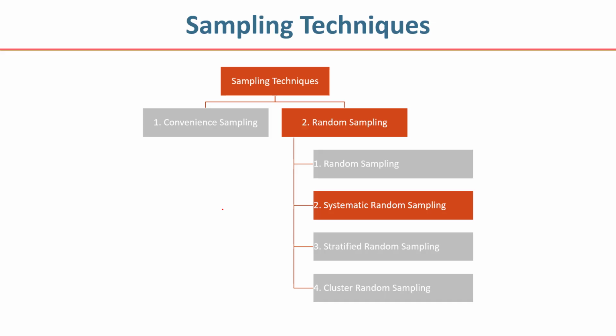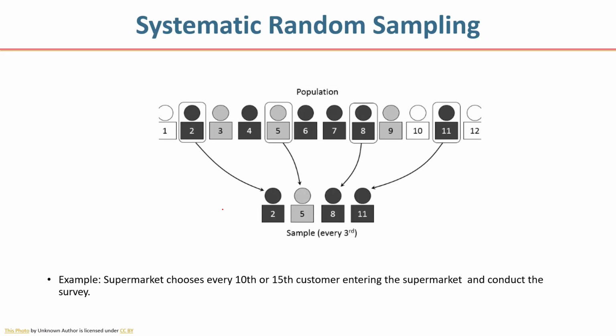The second sampling technique is systematic random sampling. Systematic random sampling is also a random sample, but we follow a certain order. For example, in a given population of study, we select the members in a systematic way. Here you can notice that we have selected every third person in the population so that we are able to conduct a survey on them. Generally, systematic random sampling is used in supermarkets, shopping malls, etc. There they select every 10th person or 15th person entering the supermarket and do the survey. So this is very popular and widely used in shopping malls.